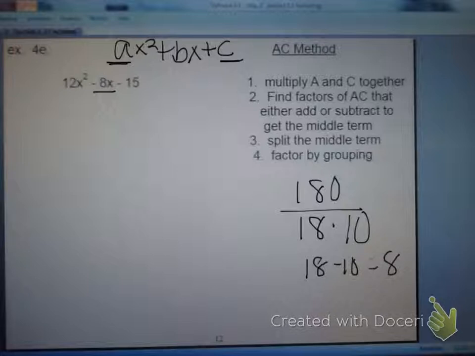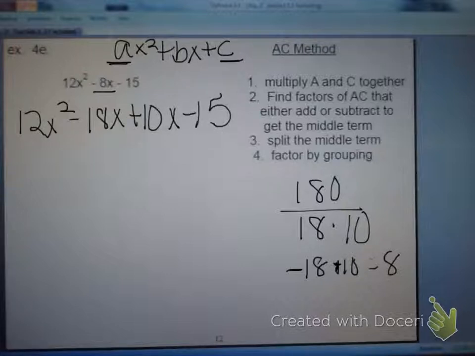So I am going to split the middle term. And I want it to be a -8, so I'm going to put the negative with the 18 and the positive with the 10. It doesn't really matter which one you write first, but what matters is that the negative goes with the 18. So I just split the middle term to say -18 and a +10, because -18 and a +10 gives you -8. And then I factor by grouping.